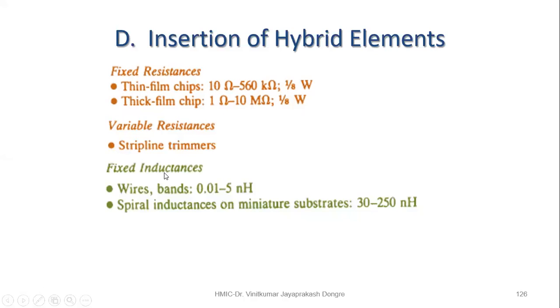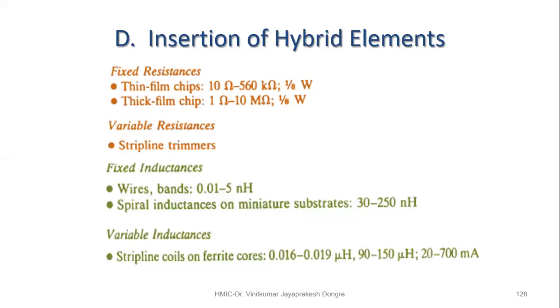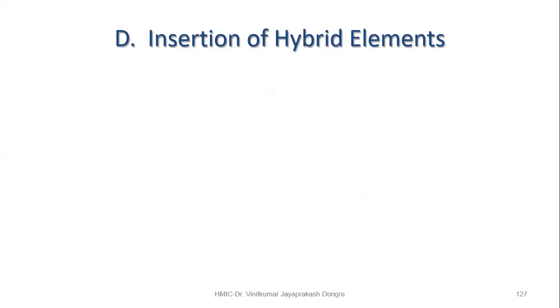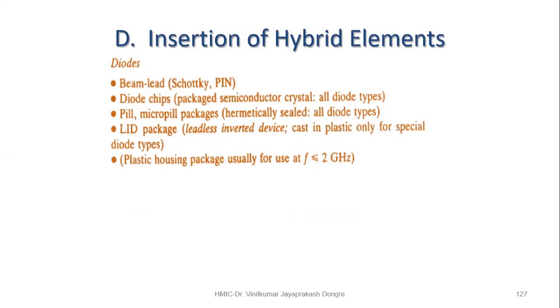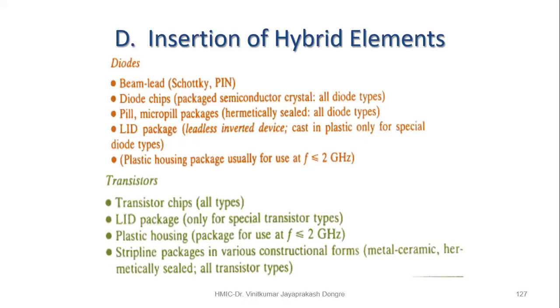The fixed inductors, these are all hybrid elements that you can include. Variable inductors you can include externally. Initially inductors were not fabricated in this size; it was difficult. Nowadays, in advanced technology, it is possible with some limitations, but still inductors are taken as a hybrid element. And these are some diodes: PIN diodes and other diodes, LEDs, that can be put. Transistors: all types of transistors, working up to 2 gigahertz, can also be fabricated here.